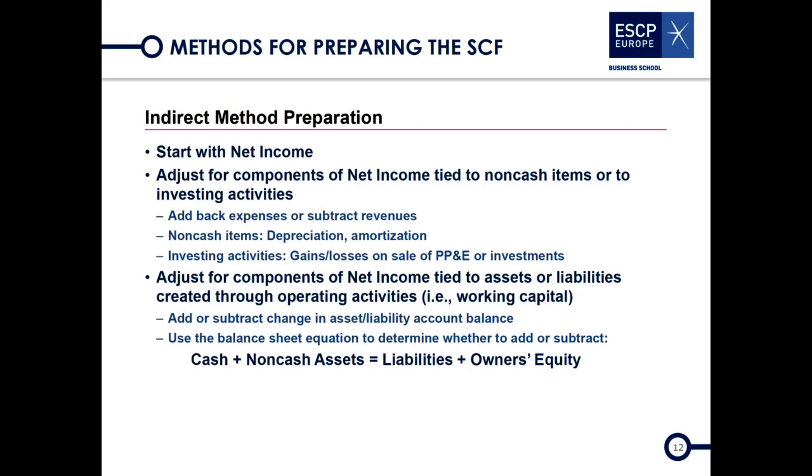So what we need to do is eliminate the depreciation expense. And how do we eliminate an expense? Well, it was a negative number from the point of view of net income, so to eliminate it, we add it back to net income. Same for amortization.